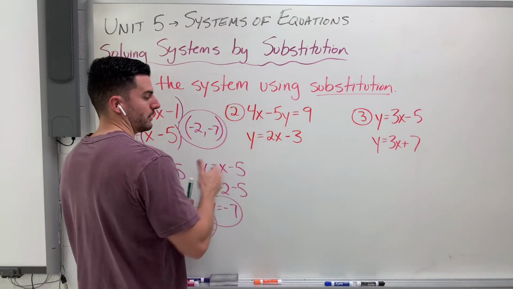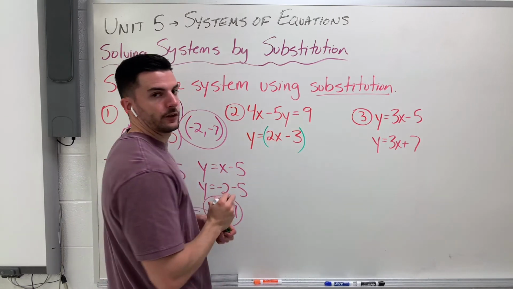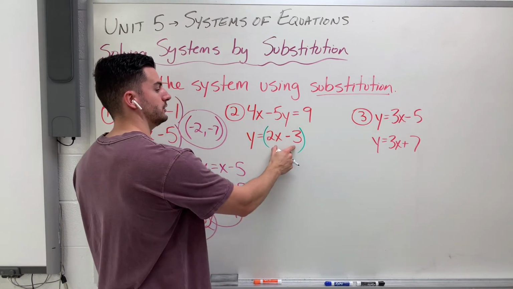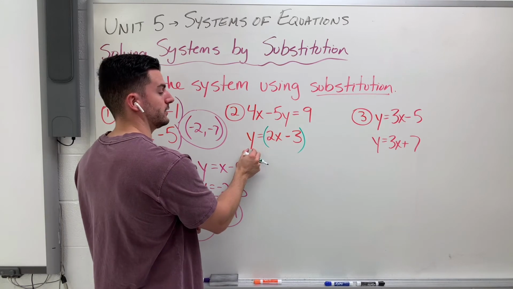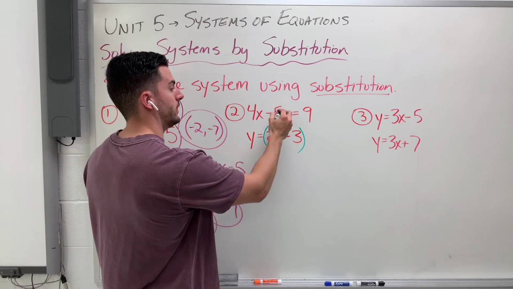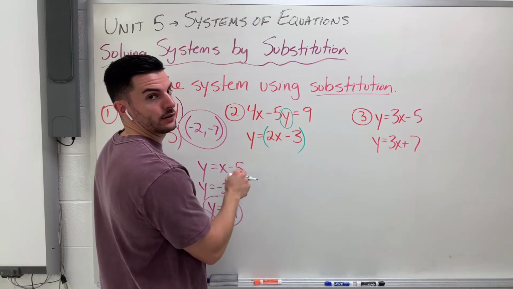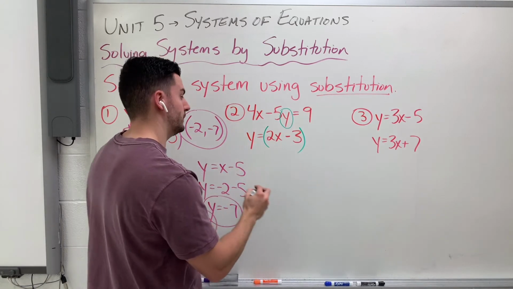But I study that bottom equation, right? It's saying y is equal to this group. So I take that group and sub it in for the letter that it's equal to, right? It's saying y is equal to this. So I take that, replace the letter y in the other equation with that. The rest of the equation stays the same, okay?